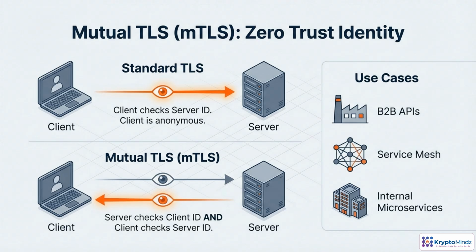This model is powerful for machine-to-machine traffic, B2B APIs between companies, service meshes inside Kubernetes, and internal microservices that should never trust the network by default. In all of these, mTLS turns every connection into an authenticated, encrypted tunnel, where identity is verified at both ends, every time.